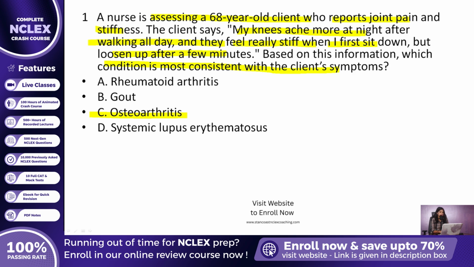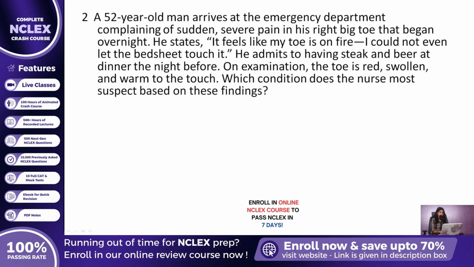Now let's switch gears to a rapid onset condition with a crystal clear presentation. Gout. Question number 2. A 52-year-old man arrives at the emergency department complaining of sudden severe pain in his right big toe that began overnight. He states, "It feels like my toe is on fire. I could not even let the bedsheet touch it." He admits to having steak and beer at dinner the night before.